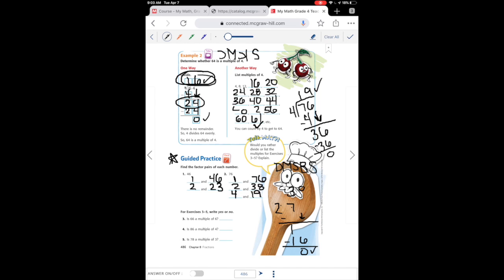All right, jump down to number 3. Is 66 a multiple of 6? If I divide 66 by 6, will I get a whole number with no remainders? Or if I skip count by 6, will I ever say 66? What do you think? Think about it.